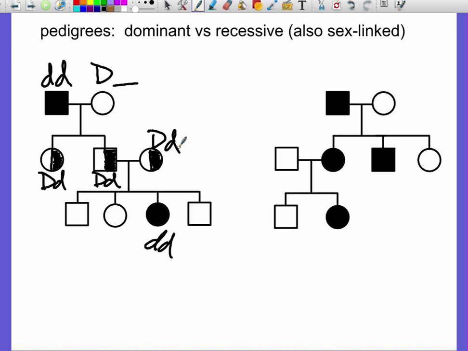In the third generation, the grandchildren, I know at least that each individual is going to have a dominant allele, but there's really no way that I can tell, unless maybe they have offspring of their own, whether or not that second allele is dominant or recessive. So this first pedigree on the left is finished at this point.